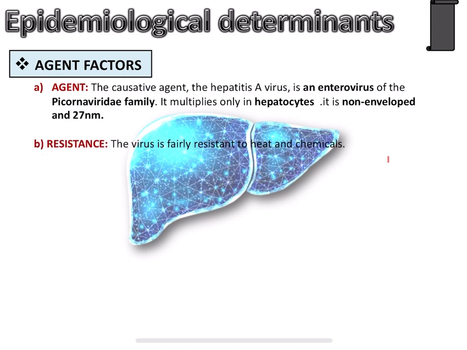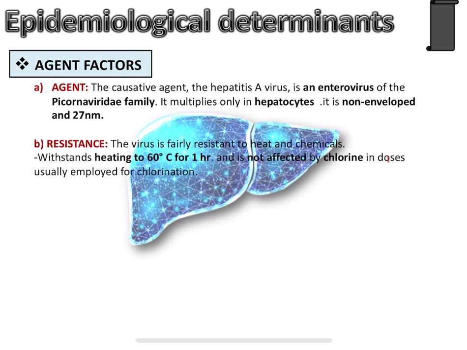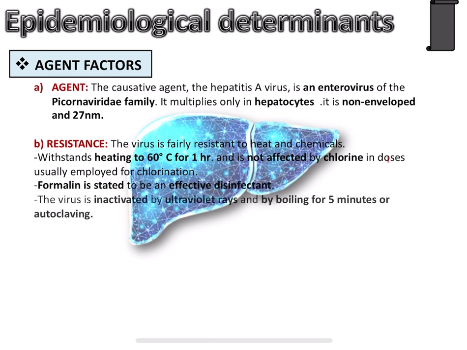The virus is fairly resistant to heat and chemicals. The HAV virus is resistant to heat. It is also resistant to chemicals. It withstands heating to 60 degrees Celsius for 1 hour, and it is not usually affected by chlorine in the doses which are usually employed for the purpose of chlorination. So the hepatitis A virus is not affected by the chlorine dose which is normally used.